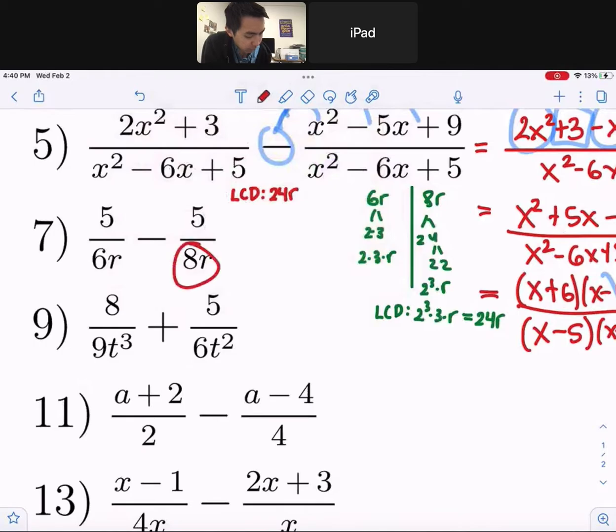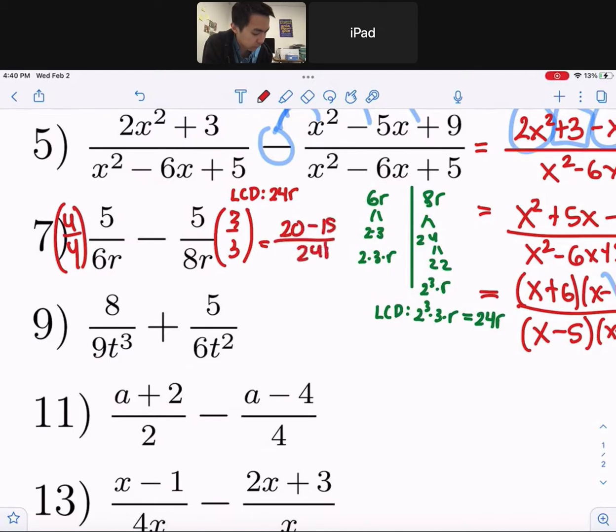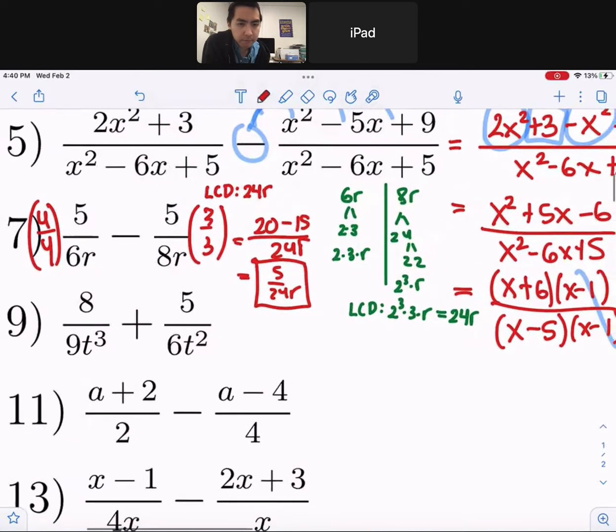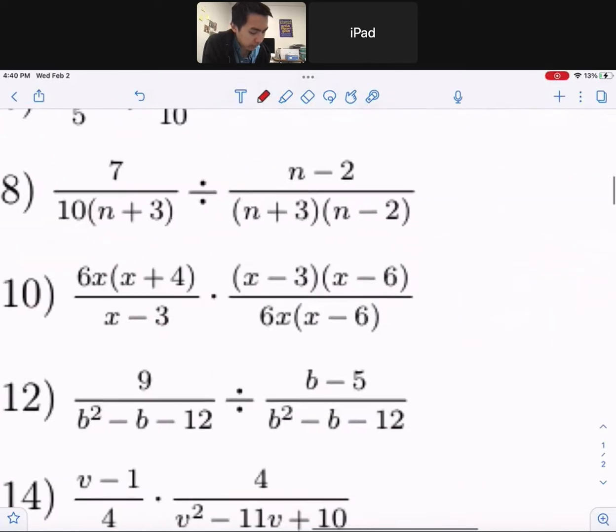So let's get both of these to match up with this, right? In order for this to match up with this, we need to multiply top and bottom by 3. In order for this to match up with this, you need to multiply top and bottom by 4. So we're going to have 20 minus 15 all over 24r, which simplifies to 5 over 24r. So there's number 7.